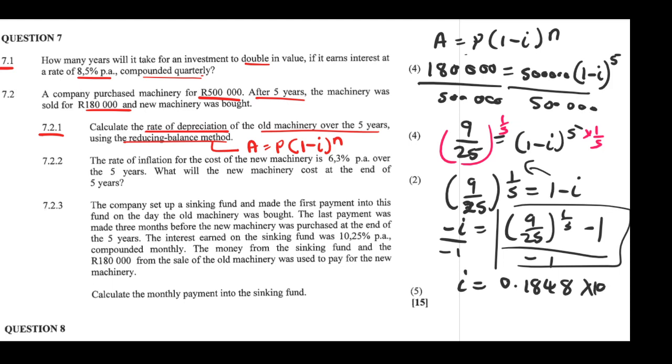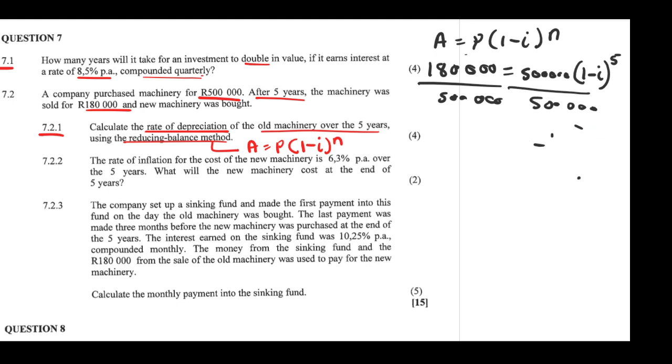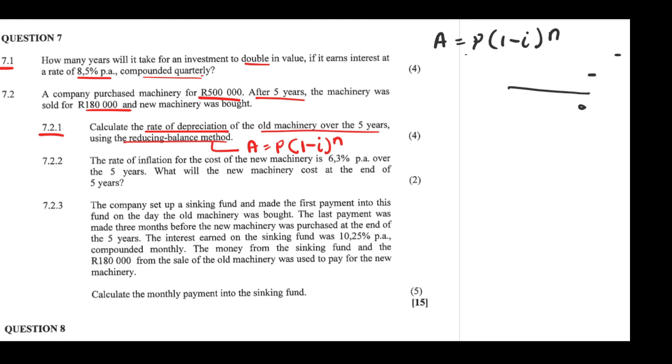And then you multiply by 100 to get a percentage, which is 18.48%. So that is the depreciation rate of this question here. So let's go to the next question now. Let me erase this. I hope you guys are familiar with this now, understanding what's happening. Just note that in June exams, the financial maths problems are not as challenging. They're easier to solve, so just don't be scared of them.